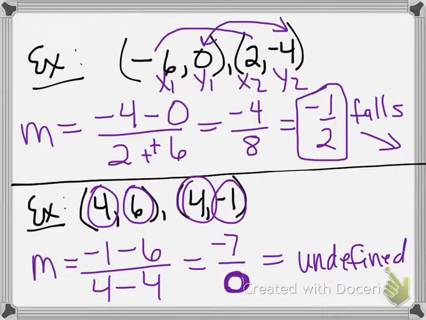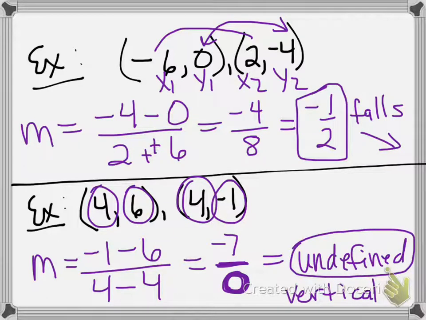And some people think of this as like it's an egg underneath a basket and it gets crushed, so it's undefined. If your slope is undefined, it means that your line is vertical. A vertical line just goes straight up and straight down.